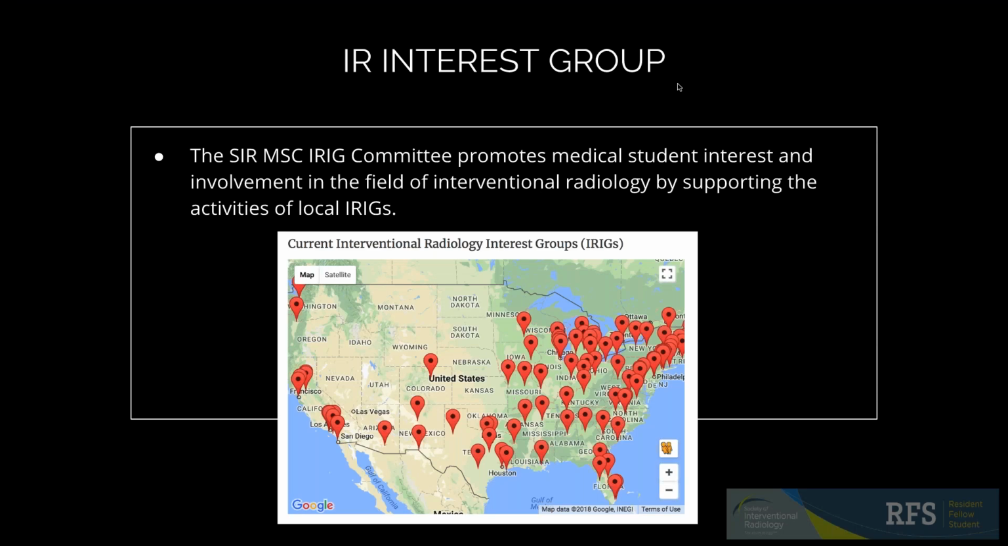The mission of the IRIG committee is to promote medical student interest and involvement in the field of IR by supporting the activities of IR interest groups, including local school-based efforts as well as larger regional symposia.